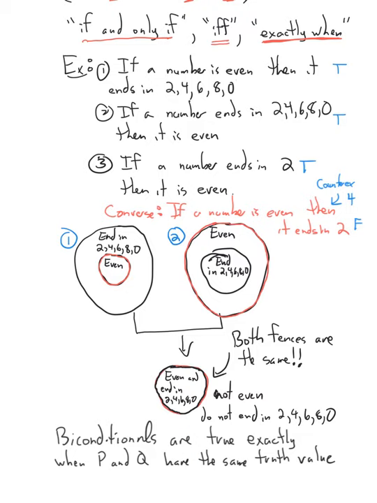If we look at our diagram here, there's only 2 regions. The region inside of the fence has P true and Q true. The region outside the fence has P false, that's not even, and Q false, does not end in 2, 4, 6, 8, or 0. So there's only 2 regions, and the regions are when the biconditional is true. So either P and Q are both true, or P and Q are both false. And that basically means that one stands in for the other. It's the same concept, worded a little differently.